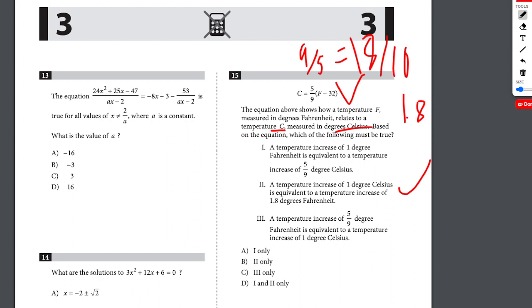A temperature increase of 5/9 degree Fahrenheit is equivalent to a temperature increase of 1 degree Celsius. Nope, that is not true. So yeah, the third option is wrong. So it's 1 and 2 only. So 15 is D. Okay.